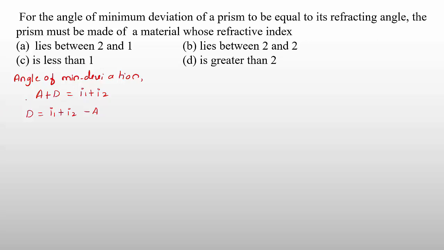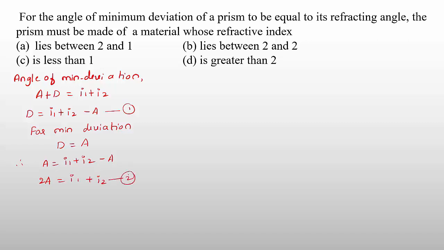But here in this problem, the angle of minimum deviation is equal to its refracting angle. So we can write, let us take D equal to I1 plus I2 minus A, let us take it as equation 1. For minimum deviation, here it is given in the problem, minimum deviation is equal to the refracting angle A. Therefore, the above equation will become A equal to I1 plus I2 minus A. So A plus A will be 2A equal to I1 plus I2. Now, let us take it as equation number 2.